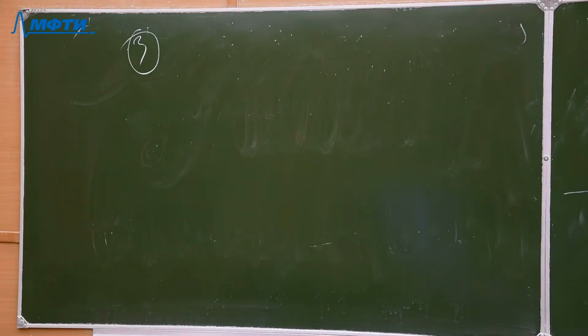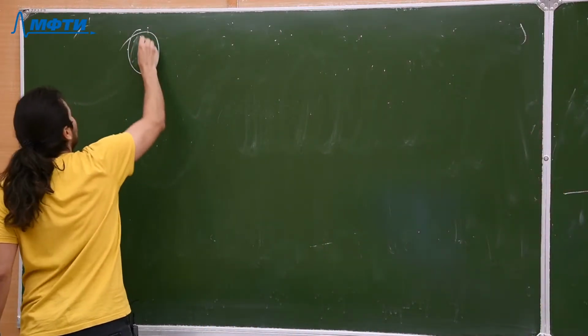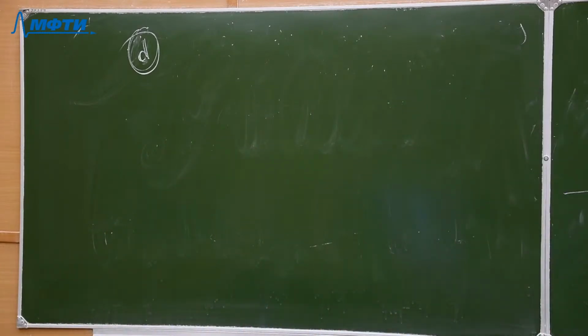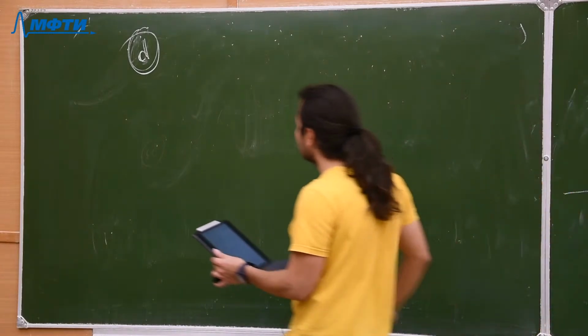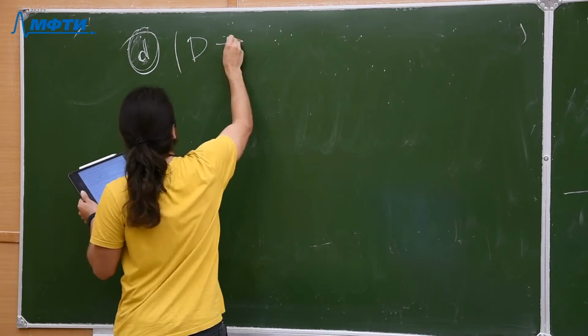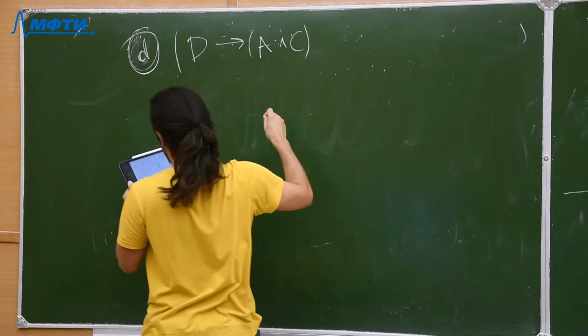Now, let's resolve the last one of this. These have to be really clear. So number D. So D is, just take it, right? D, A, and C.